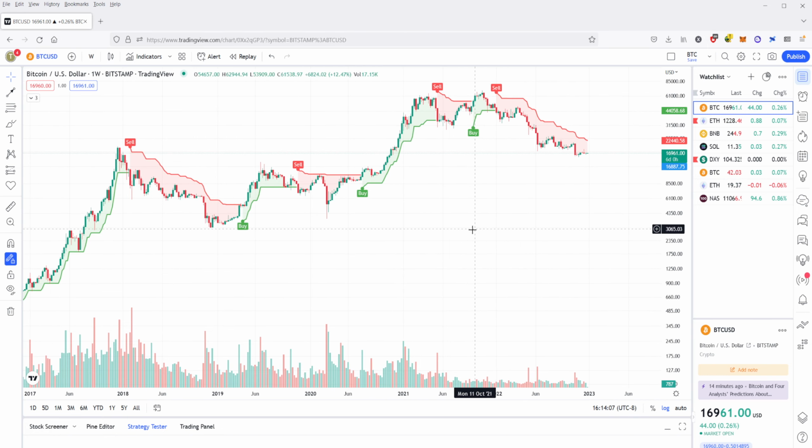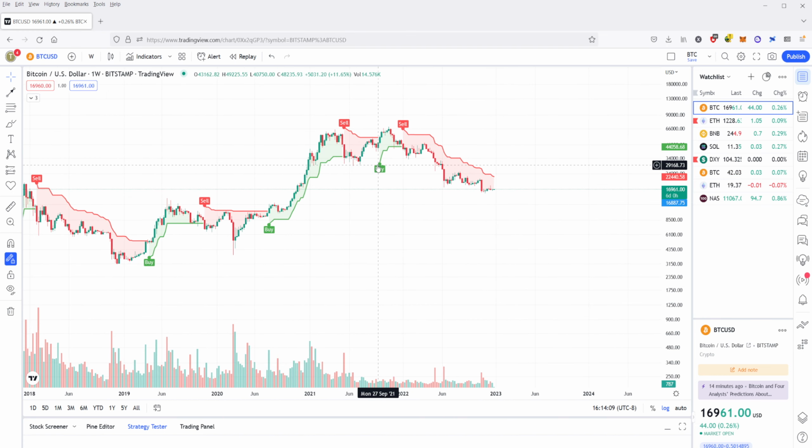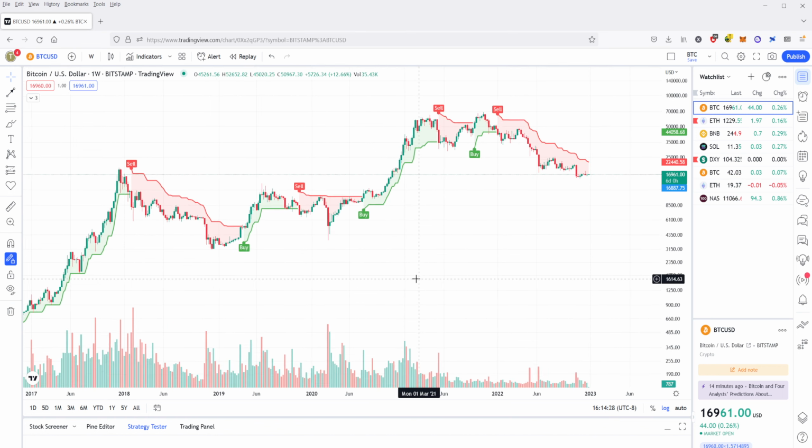So if you take a look at the weekly, it will show you a better way of filtering out some of the noise and some of the short-term price action. And right now, on the weekly, it's been at a sell signal since January. So if you would have sold everything in January, you would have saved yourself all this downside. Now, that's just one way of looking at it.